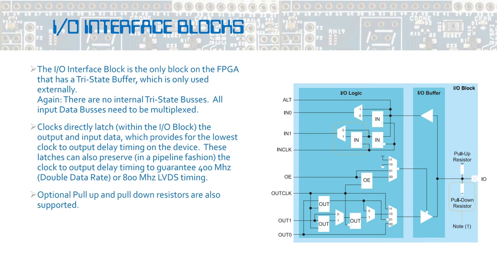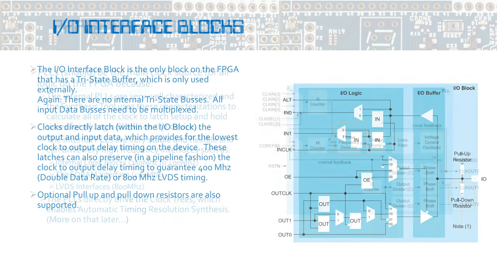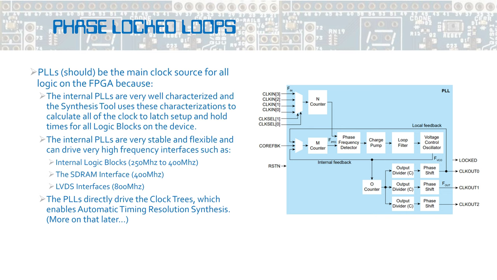Okay, why do we have three? Well, it's for crossing clock domains. It gives you a buffer stage to cross clock domains, right? The design tools mostly figure that out for you, so you don't have to worry about it, but it's something to know.